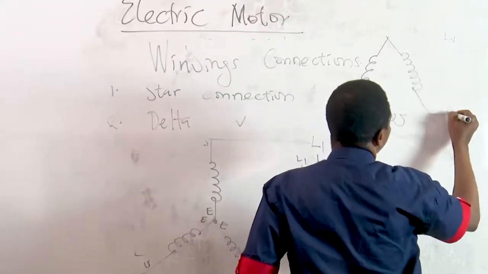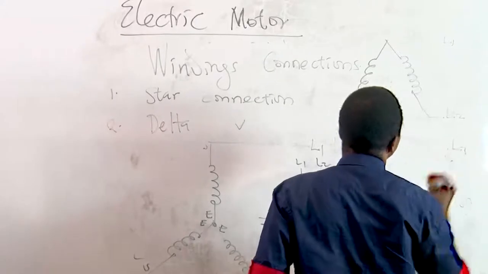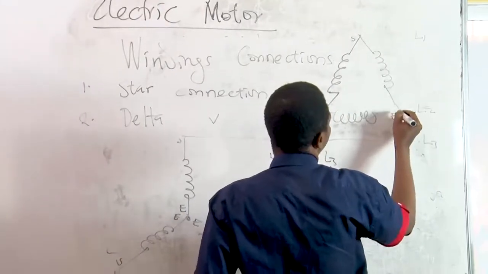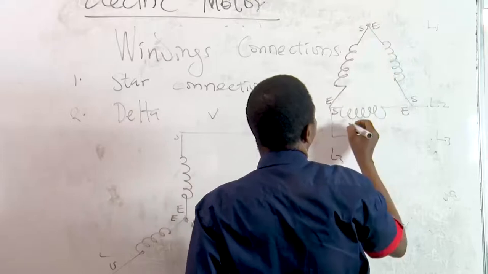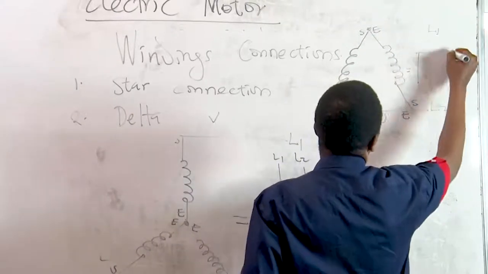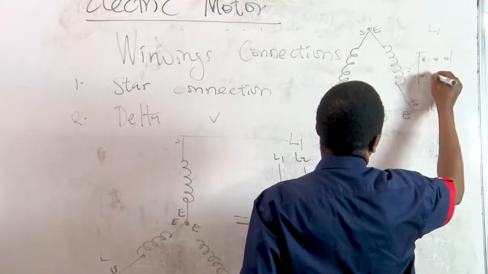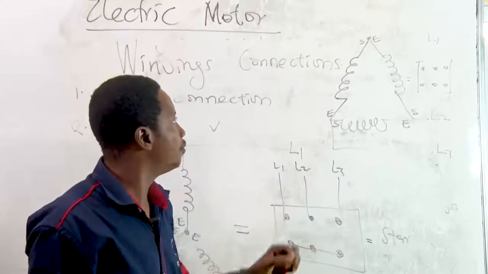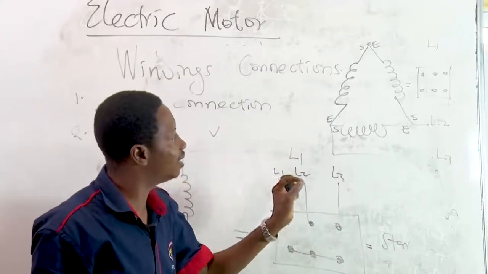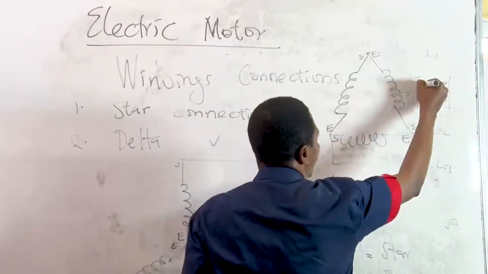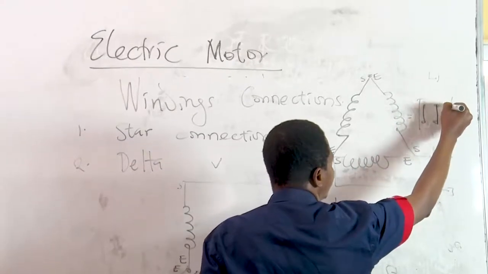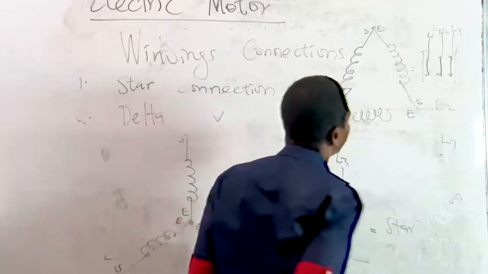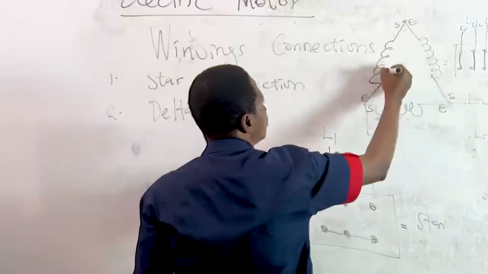Line one, line two, line three. So we have start, end, start, end. Meaning the six terminals of the electric motor, at each termination point, we have start and end, start and end, start and end. Line one, line two, line three. That is the meaning of delta.